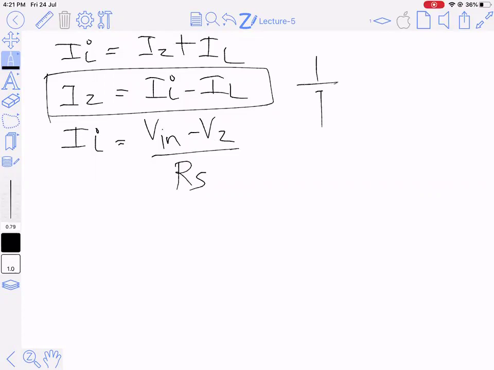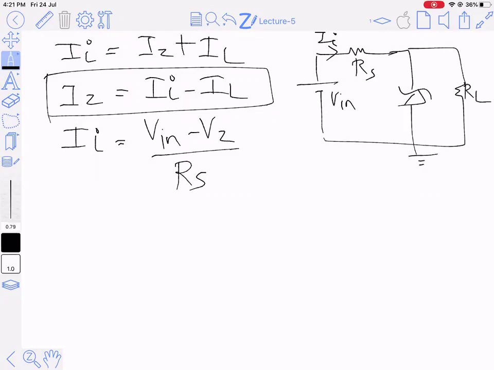What was the diagram? You had your Vn, your Rs, and this current II. Then you had your Zener diode and your RL. This II got split into Iz and IL. This was voltage Vz. So II is written as Vn minus Vz divided by Rs. II is nothing but the difference in these two potentials divided by the resistance.